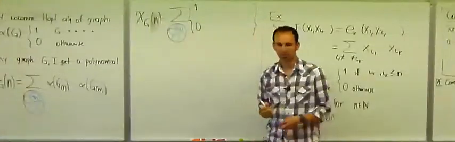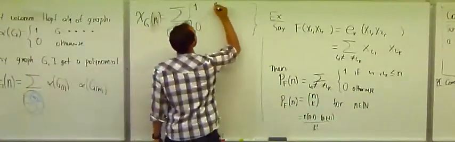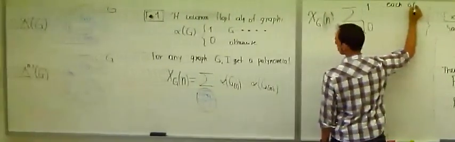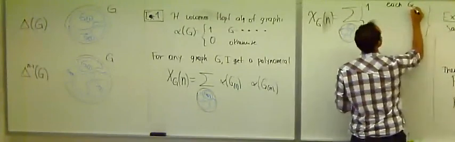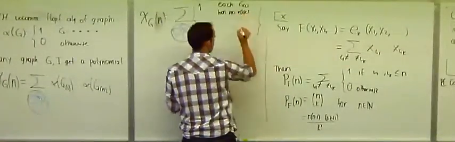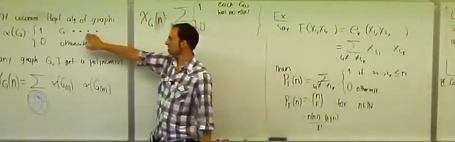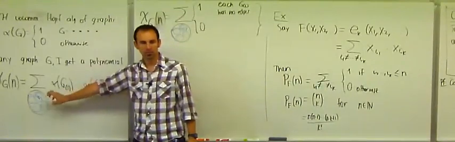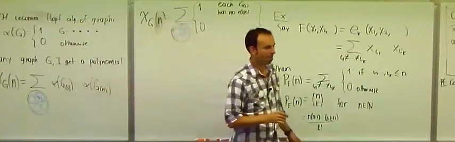When is it 1? If each G sub i, what did I call it? G sub i has no edges. Right? If G_i has no edges, then alpha is equal to 1. But as soon as I have one edge in any of these small blue graphs, I'm in this situation, and this multiplication is 0. Okay.